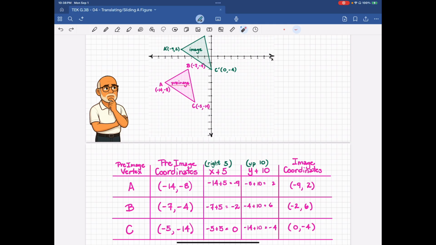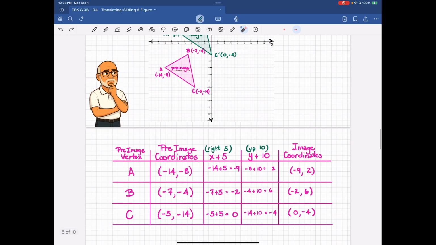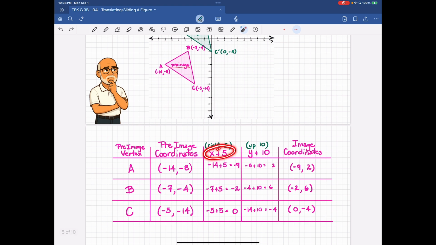Solving this mathematically involves creating a table. It's the simplest way to do it. I take my vertices, my A, my B, and my C, and I write down the coordinates of each, my X and my Y coordinates, and then I follow the formula. So I wrote a column for each one of the formulas. For the X's, it's X plus 5. For the Y's, it's Y plus 10. That means I move my figure over right 5 units, and I move my figure up 10 units.